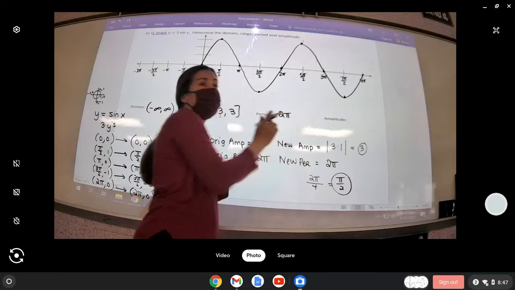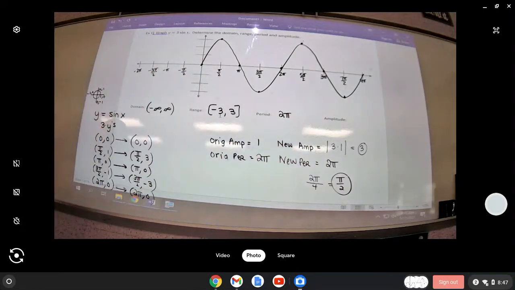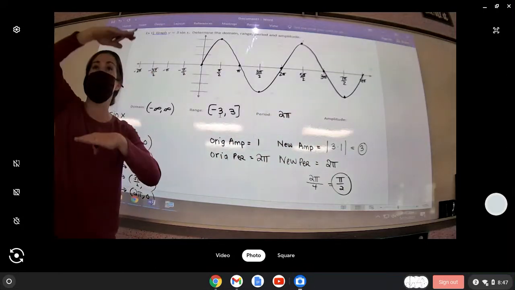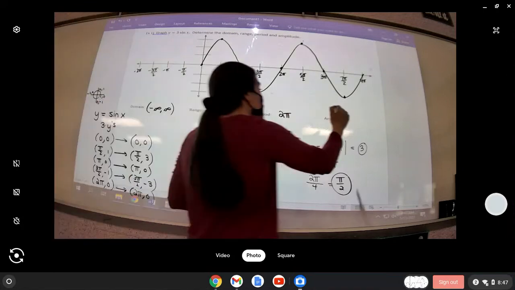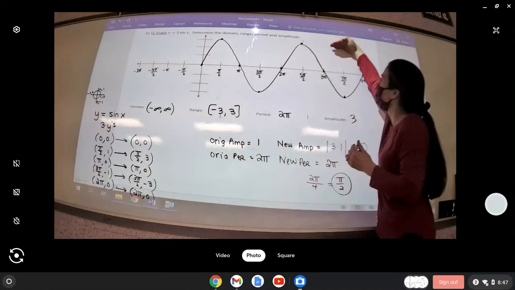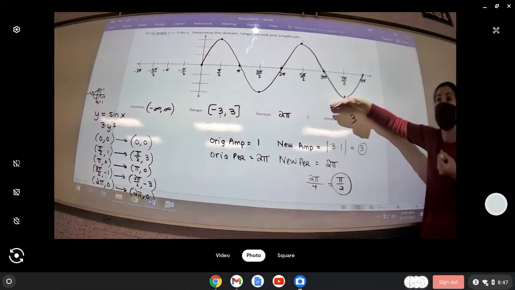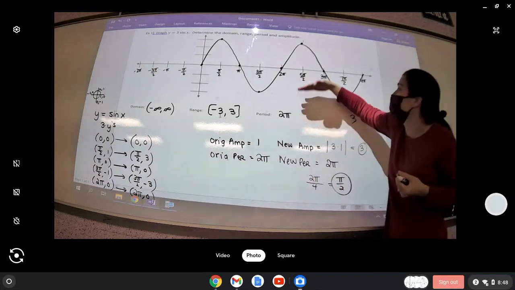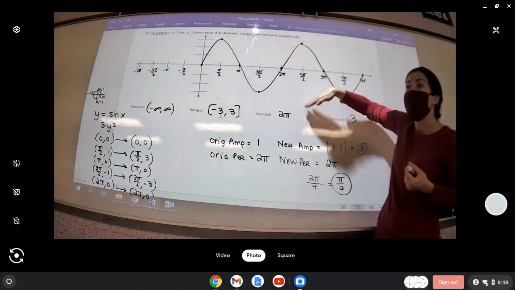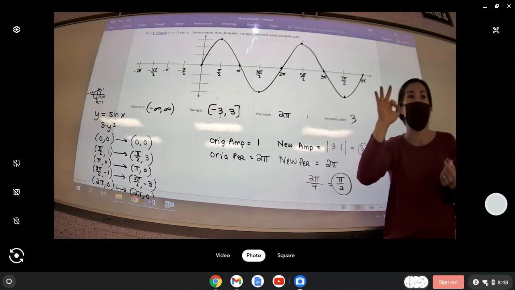My period is still who? 2 pi, because I did nothing to the x's that would change that. But my amplitude has now stretched to an amplitude of 3. I have gone 3 units up and 3 units down from that midline. It's a total of 6 units high. Cut that in half, that's 3. That's an amplitude of 3.